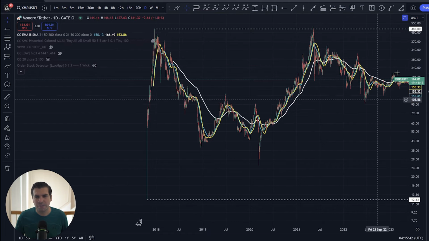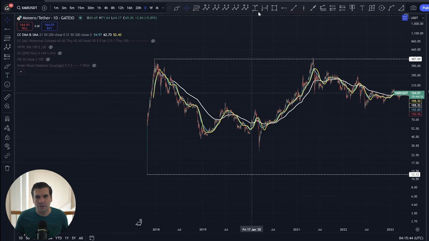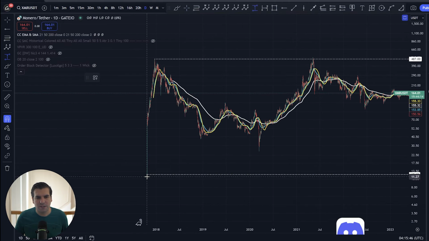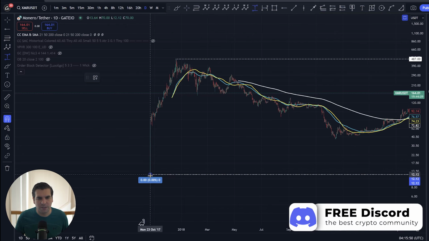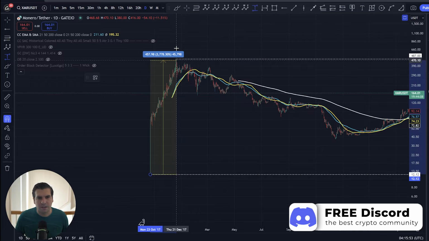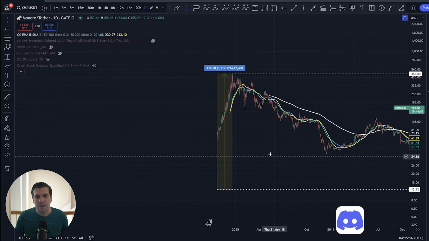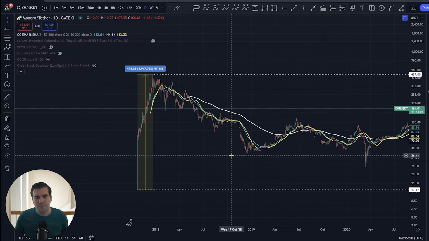Okay, so straight off the bat we can see that there was a high and a low. We saw some pretty interesting percentages on the back of that. Let me zoom right in and snap this to that wick low and that wick high. This was a move of 3,917%.